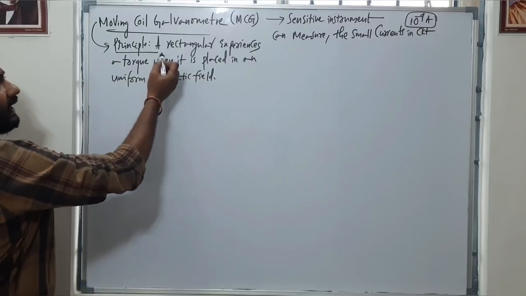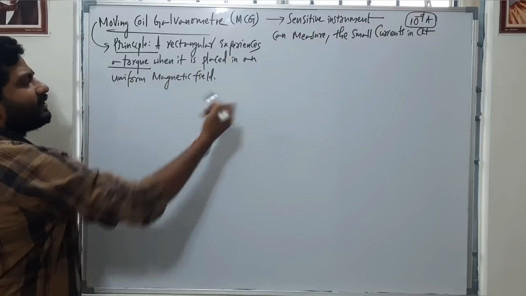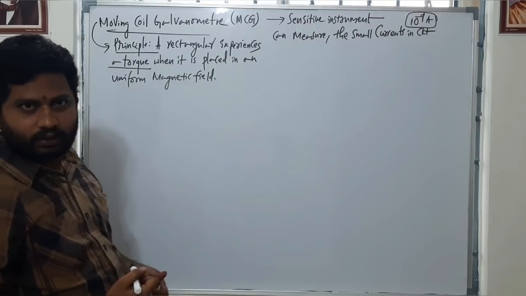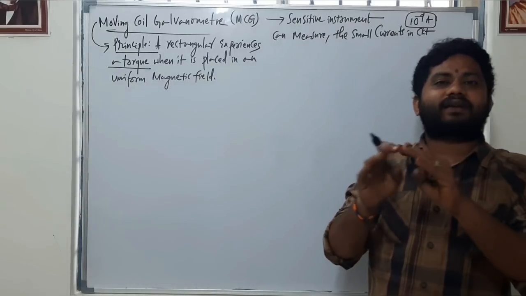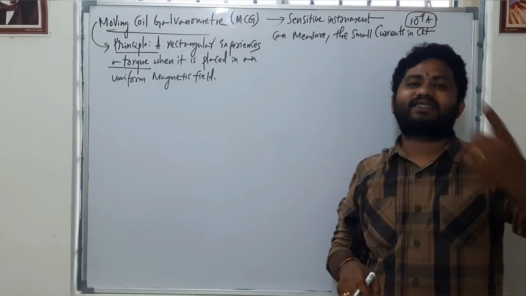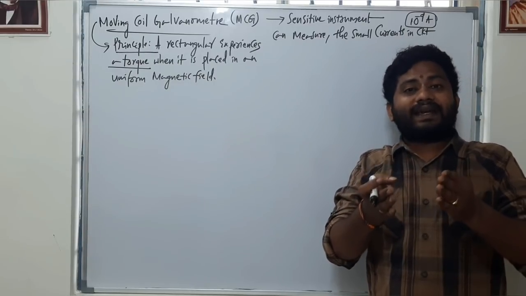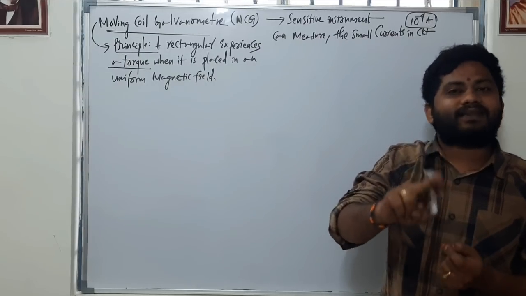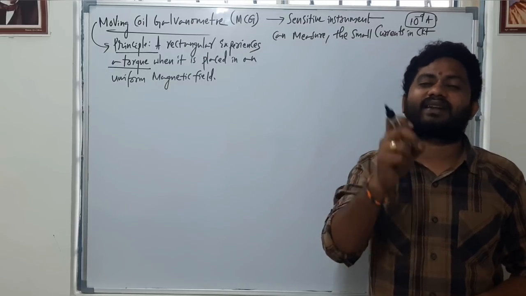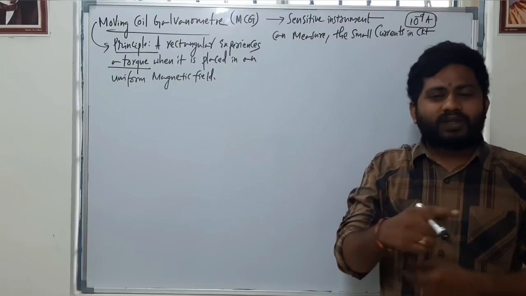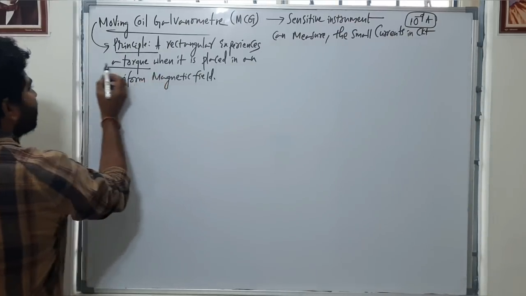Clear? A rectangular coil experiences a torque when it is placed in a uniform magnetic field. It's not like simply in a uniform magnetic field, if you place a rectangular coil, it will experience a torque. It is not like that. Through the rectangular coil, the current needs to be passed, then there is a torque experienced by this rectangular coil, which will rotate continuously. And we have already discussed this torque.